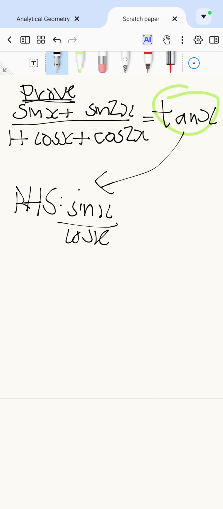So if I look at the bottom over here, I see that there's a cos double angle. We know for the cos double angle there's different options. So knowing that I want to end up with cos, I'm going to pick one that has a cos in it. So let's go back to the left hand side. We're going to work with the left hand side.